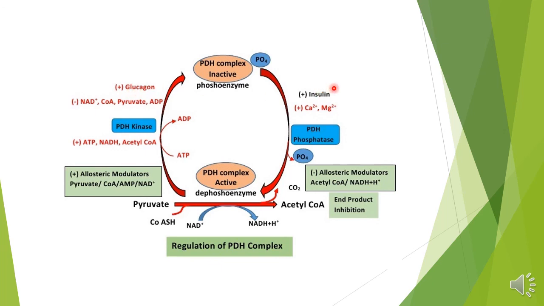But under well-fed condition, there will be more secretion of the insulin in the blood. That insulin, in addition to having the multiple metabolic effects, will have a positive modulator activity for this PDH phosphatase. As a result, there will be removal of the phosphate, and that will make this PDH active. And under this condition, when there is more insulin, that time more pyruvate will be converted into acetyl coenzyme A. So we have seen through this diagram how the regulation of this PDH complex is taking place.